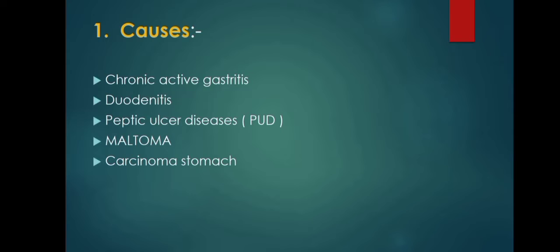Now, what are the causes of that bacteria? What does H. pylori cause? First, it can cause chronic active gastritis, duodenitis, peptic ulcer disease, MALToma, carcinoma of the stomach. But peptic ulcer is the main cause of H. pylori bacteria.